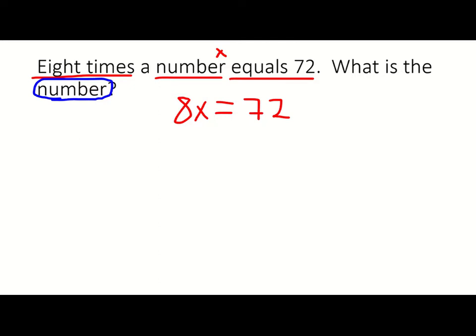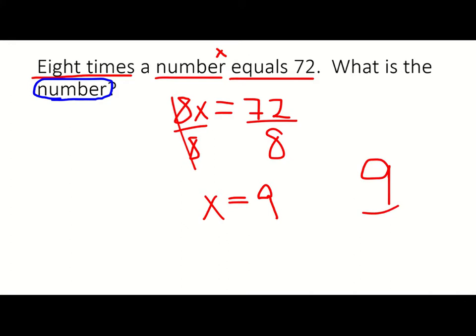And now I'm going to use this equation to find the number. So if I divide 8 on both sides, x equals, well, 8 goes into 72 9 times. So what is the number? I'm not going to say x equals 9. I made up x. It was not in the original problem. I'm just going to say the number was 9.